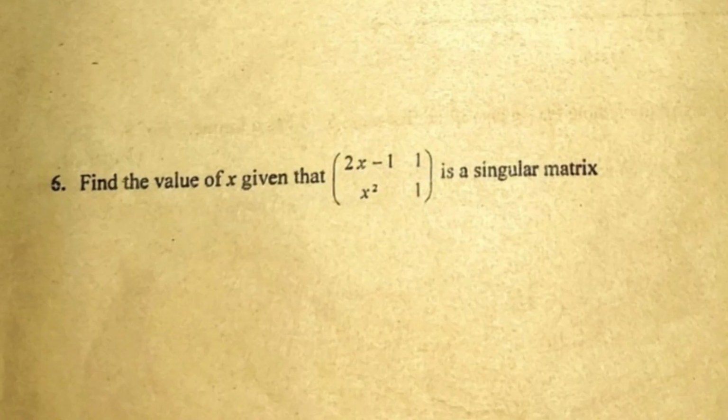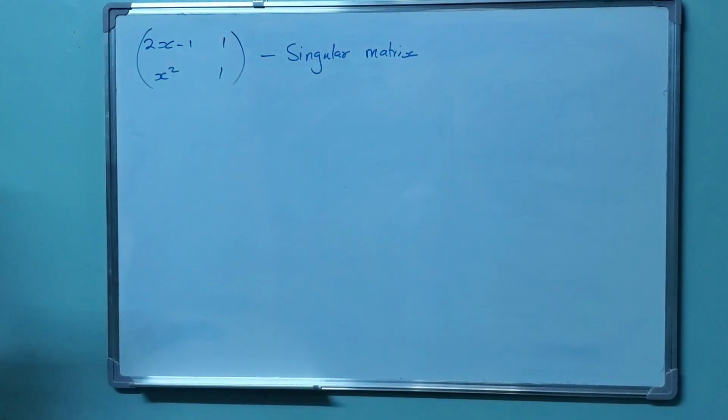Hello, today I want us to try to do this question here. You're being told, find the value of x given that we have the matrix 2x minus 1, 1, x squared, 1, whereby you're being told this one is a singular matrix. Now, how are you going to get the value of x? You're being told to solve for x.